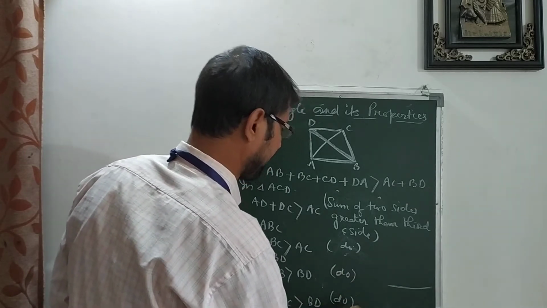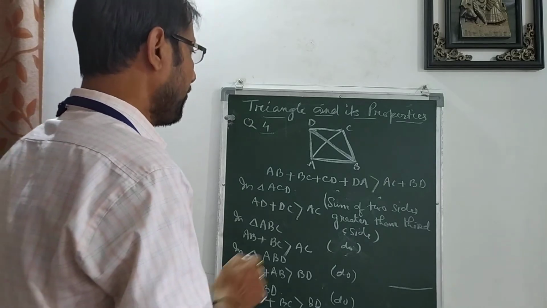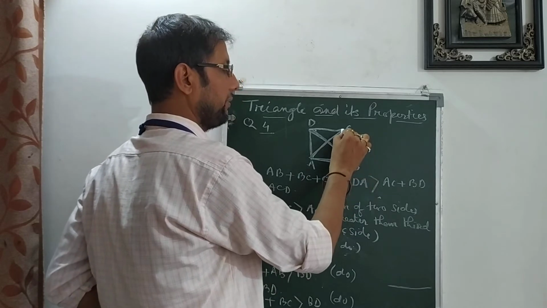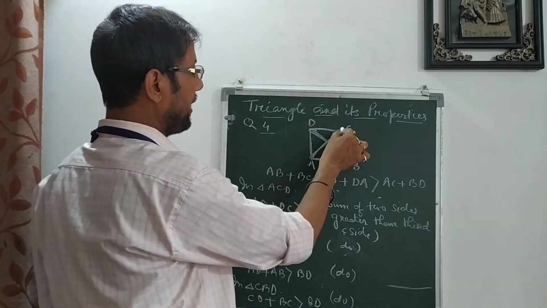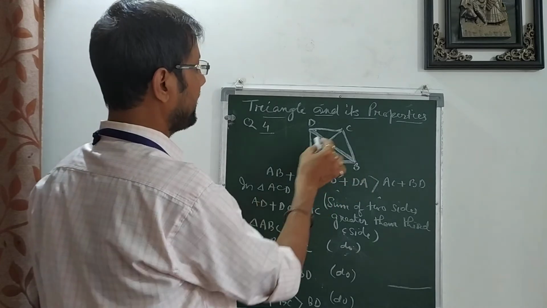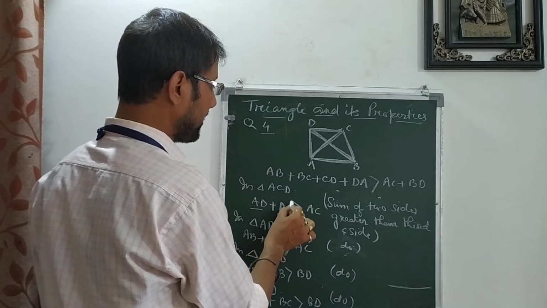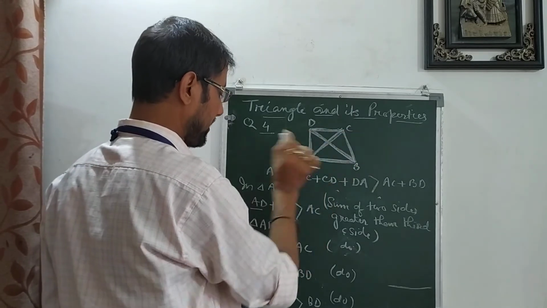Same reason I am writing. So students, here I have taken 4 triangles. First I took ACD, where I have written AD plus DC is greater than AC.